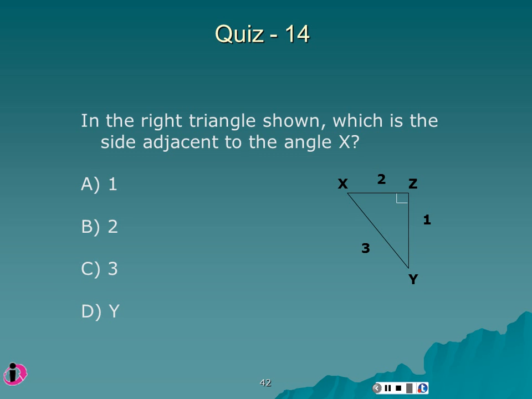In right triangle, which is the side adjacent to X? It must be 2, right? Because you see the angle X is here, and this is the adjacent side, this is the hypotenuse, and this must be the opposite side. Because we are talking about this angle. So whenever we are talking about angle X, number 3 must be the hypotenuse, number 2 must be the adjacent side, and number 1 the opposite side. So the right answer is B.